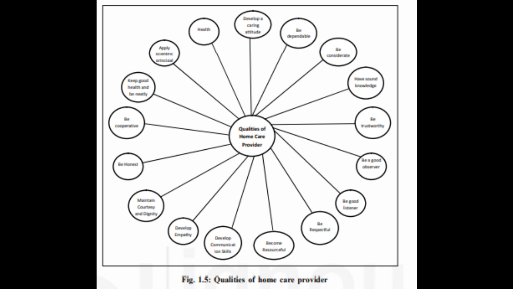16. Apply scientific principles while giving care. Maintain scientific principles of aseptic technique, for example hand washing and use of clean or sterile articles to prevent further infection. 17. Be a health educator. Impart health-related education as and when possible to family member and patient. Fig. 1.5. Qualities of home care provider.